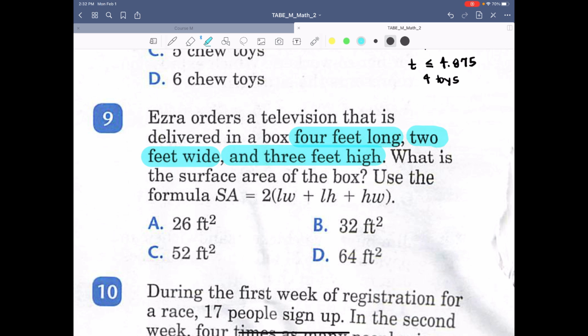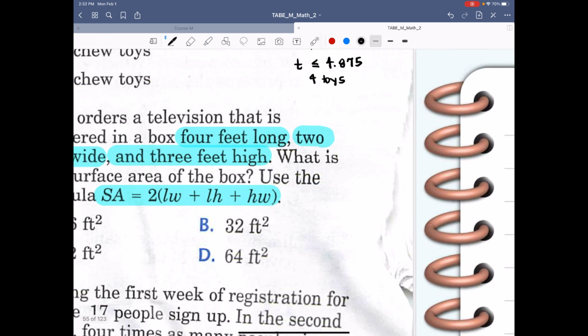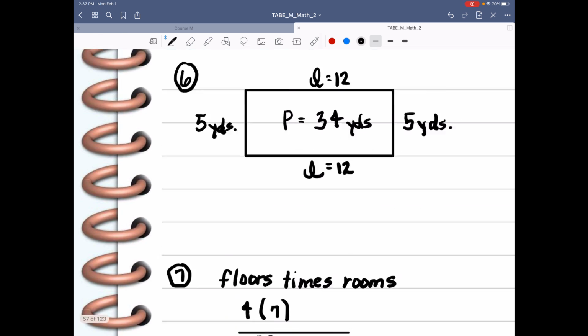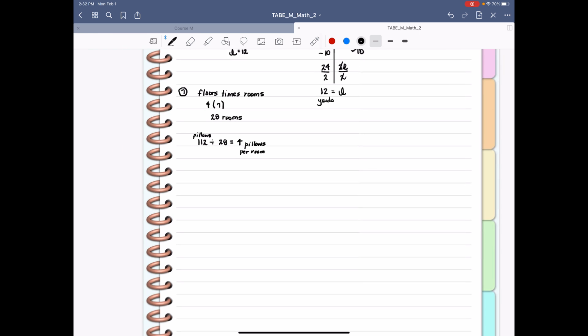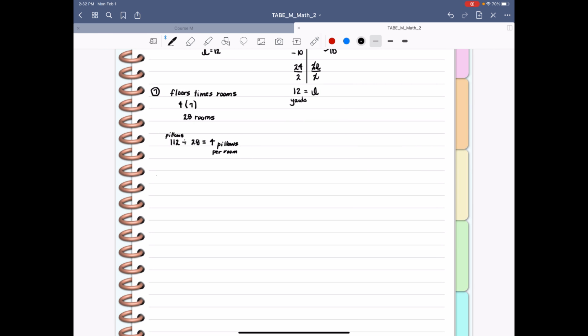Use the formula. Don't panic on me. Surface area equals the rest of that. Just hang with me here. We can do this. But this is a complicated formula. This is a very good question. All right, let's go to number 9. Let me find a space. First thing I'm going to do is sketch this picture.